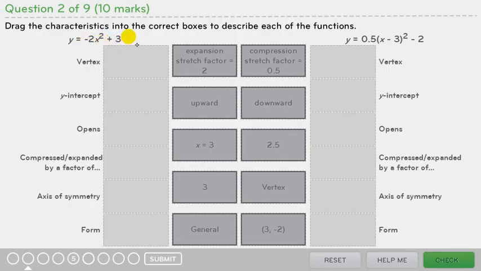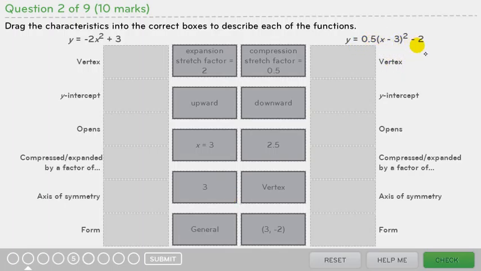be thought of as being in both vertex form and general form. In vertex form, our a value would be negative 2, our p value would be 0, and our q value would be 3. In general form, our a value would be negative 2, our b value would be 0, and our c value would be 3. Let's think of it as being in vertex form, and when we do, we'll see that our vertex is at the ordered pair 0, 3. Since there is no box, we'll leave it vacant.